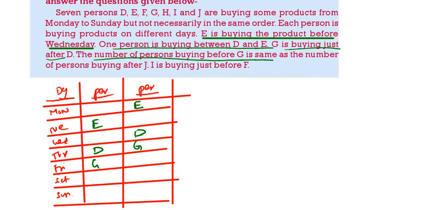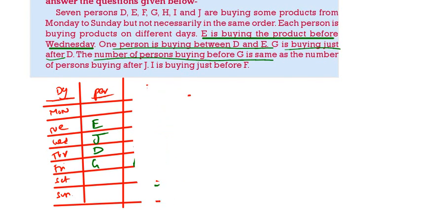It is the same as after J. After J also there should be 4 persons. Here after J there should be 3 persons, but if I write J here, there will be only 2 persons. So this one is wrong. Then I is buying just before F. Here we are having H. Now this is the puzzle.